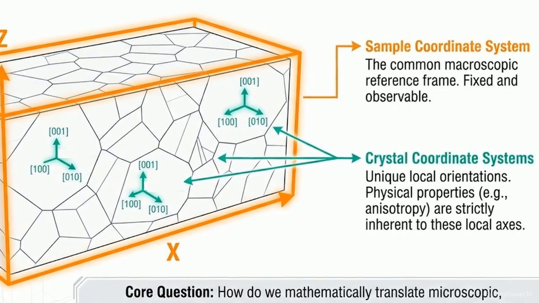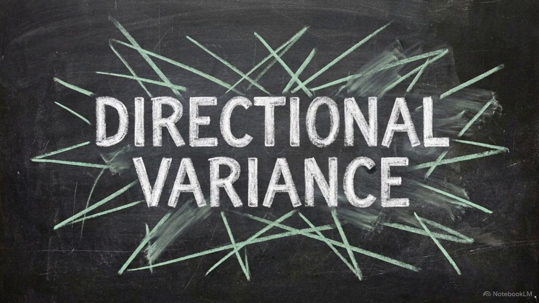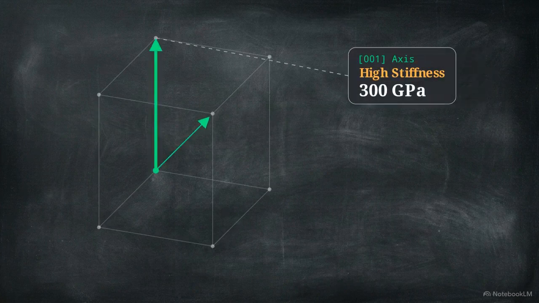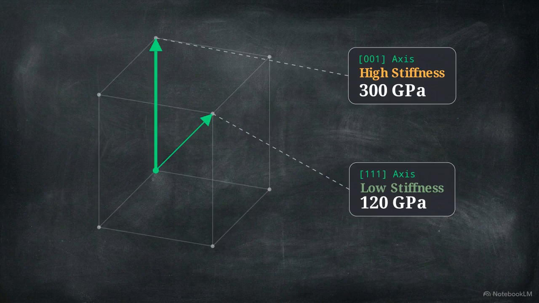Looking inside, each grain possesses its own orientation. The green arrows represent local crystal axes, tilted randomly relative to the macroscopic grid. This misalignment is critical because of anisotropy. In a crystal lattice, physical properties like stiffness change significantly depending on which local green axes you measure along.